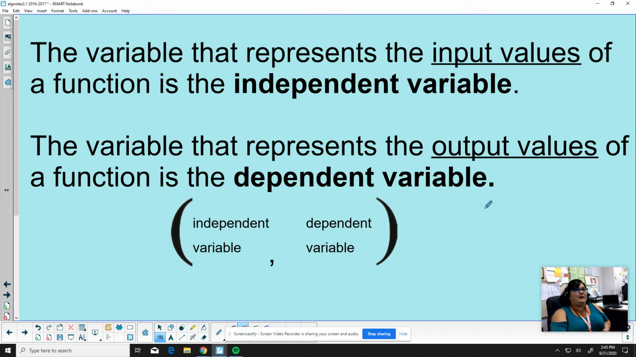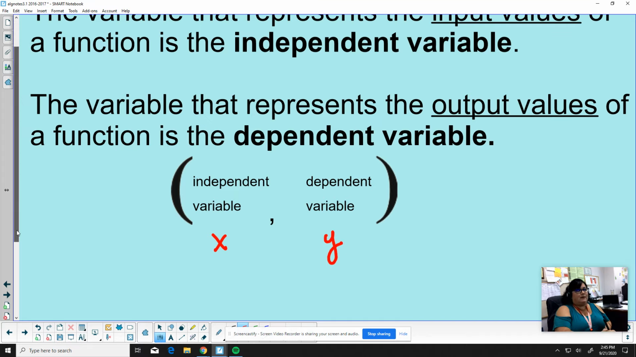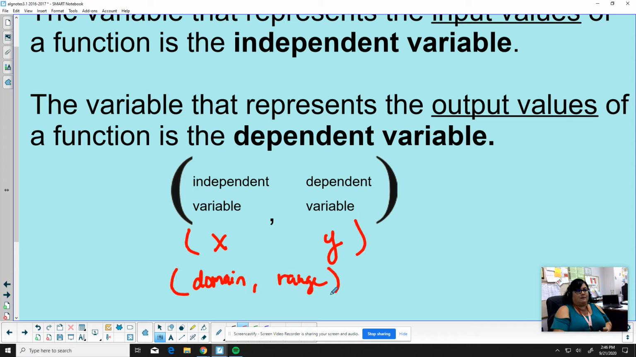Okay, so independent and dependent variables. I know that you do this in science, and I know that you did it in 7th grade science too. So your X is your independent variable, and your dependent variable is your Y. Okay, so domain also goes here, comma, range. Okay, so the dependent variable is your Y. It is your output value. And we can also do it input and output.